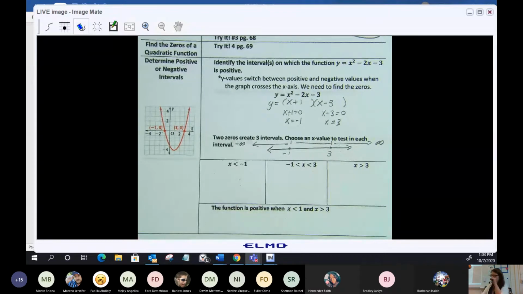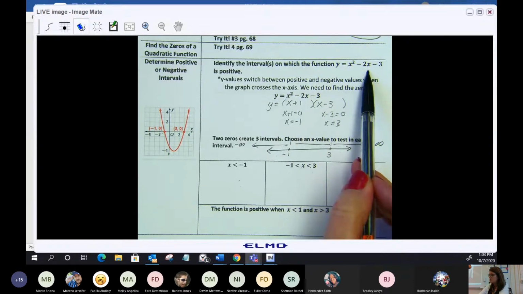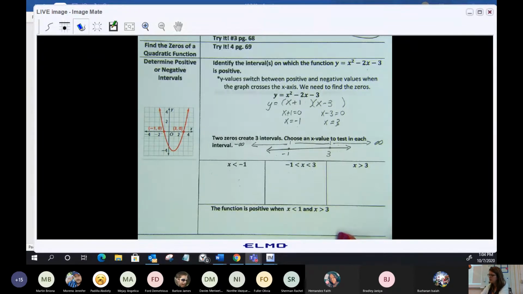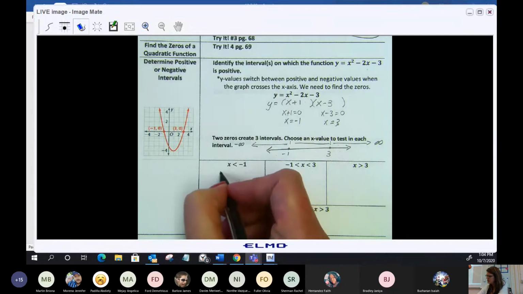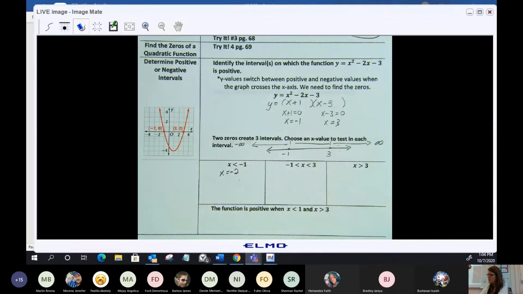So what I want to do is take any x value. It doesn't matter which one you take as long as it's in the interval. I always go for the easiest. You're going to substitute it back into your original equation, and you're going to see, does your y value pop out positive or negative? So on this one, x is less than -1. Well, let's just try x equals -2. Let's test that x value out. So I'm going to substitute x equals -2 in for x.